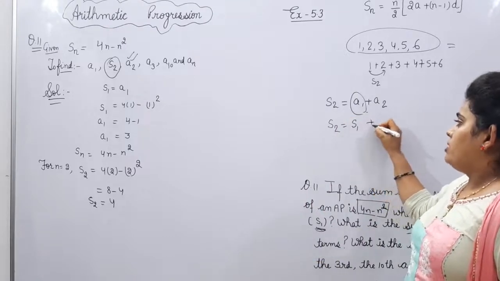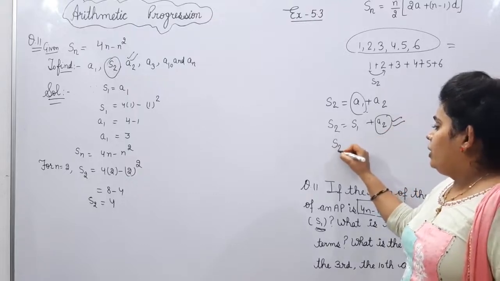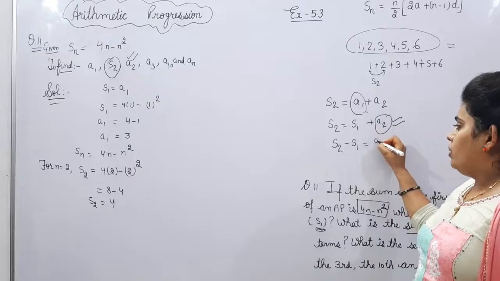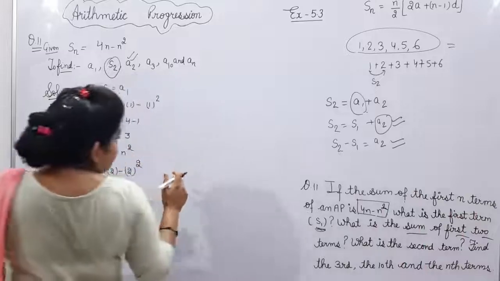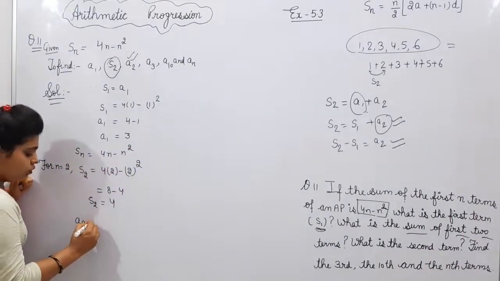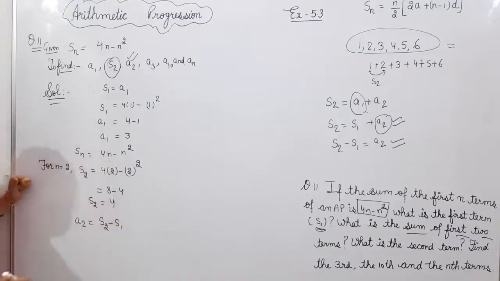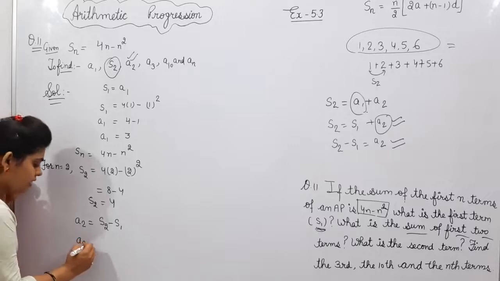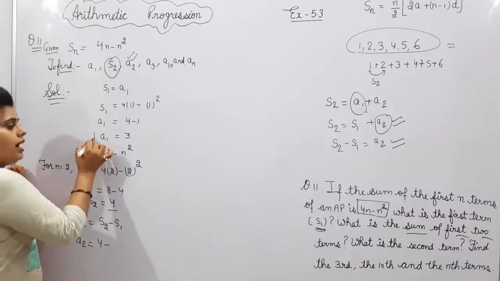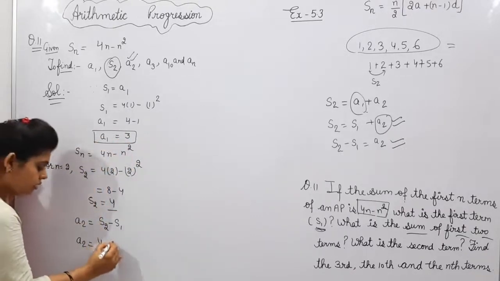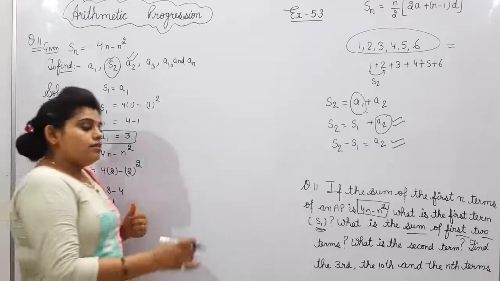S1 plus A2. अब A1 किसके इक्वल है? S1 के, and we have to find A2 from here. Then A2 will equal to S2 minus S1 and it is equal to A2. So like this we can find our second term. So come to next line. What will be the value of A2? S2 minus S1. What is the value of S2? 4 minus S1. What is the value of S1? S1 is equal to A1 and it is equal to 3. Then A2 is equal to 1. This is our second term.